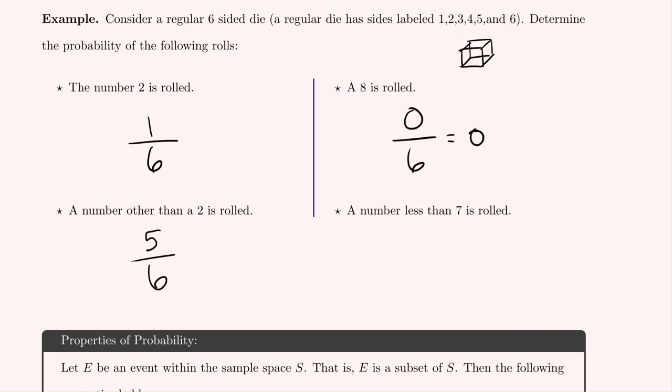Next, we're asked to consider what's the probability that a number less than 7 is rolled. So the only criteria we have to meet is being less than 7. So let's look at our 6 options. Is 1 less than 7? Yep. 2 is less than 7. 3 is less than 7. 4 is less than 7. 5 is less than 7. And 6 is less than 7. So all of the 6 outcomes are acceptable because they're all less than 7.